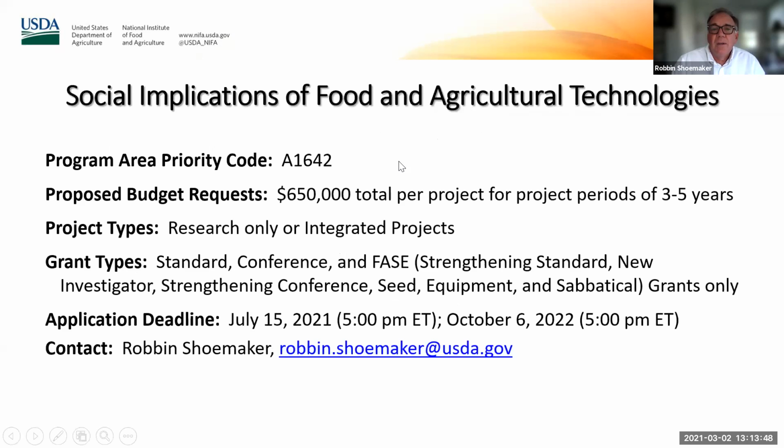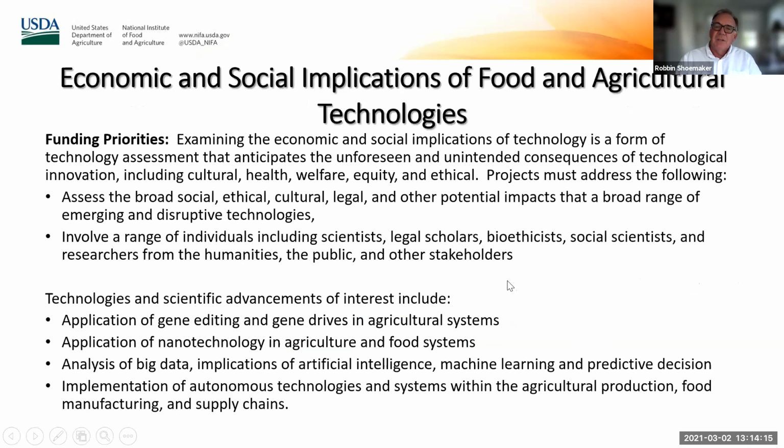The next one is the social implications of food and agricultural technologies, 1642. This is $650,000 again, and research and integrated projects and the like. And again, I'm the contact for that. July 15th this year is the deadline, and October 6th for next year. And just give a little background about this.